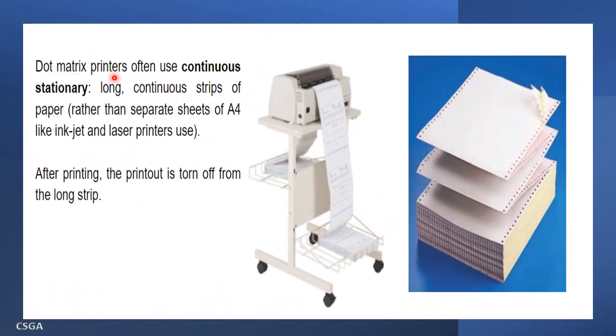Dot matrix printers often use continuous stationery, long, continuous strips of paper, rather than separate sheets of A4 like inkjet and laser printers use. After printing, the printout is torn off from the long strip.